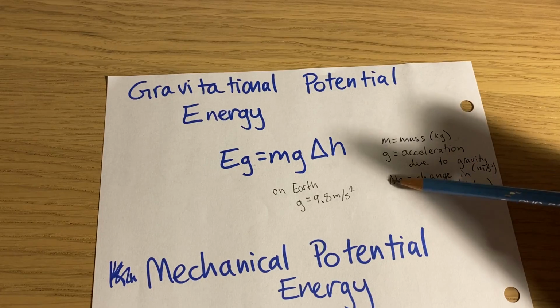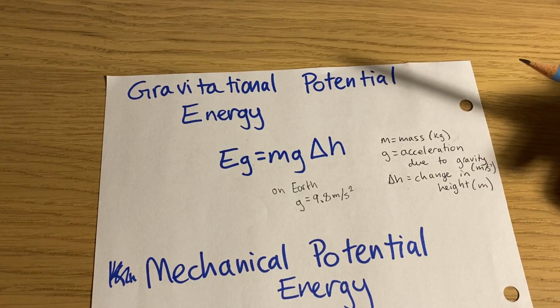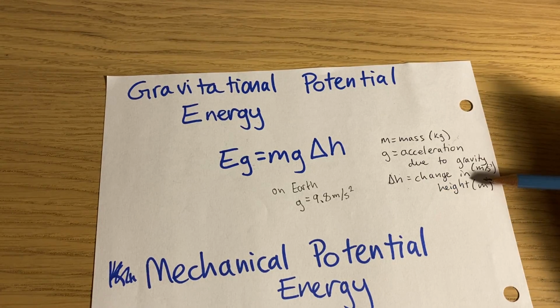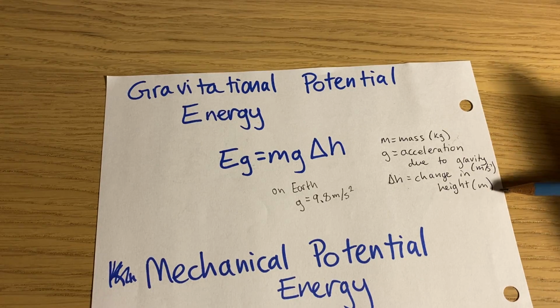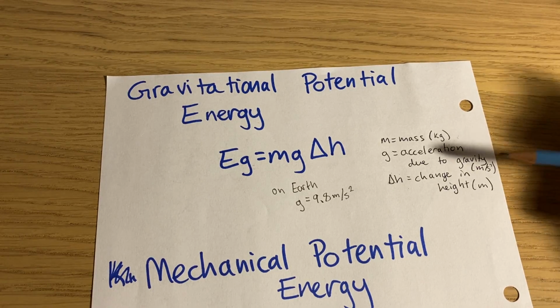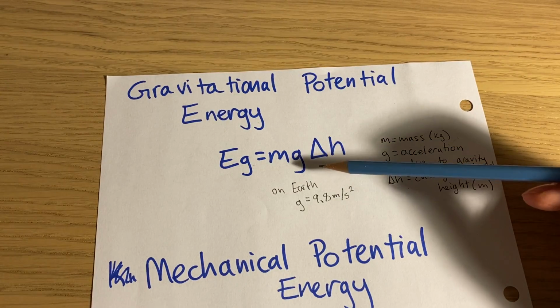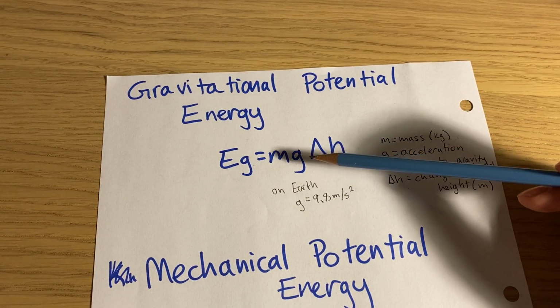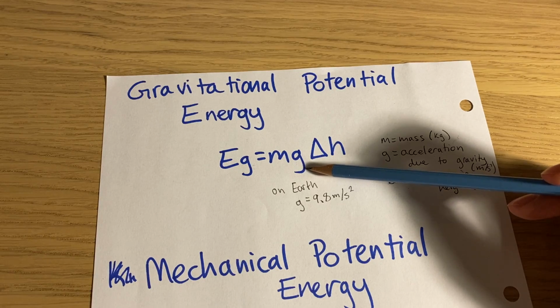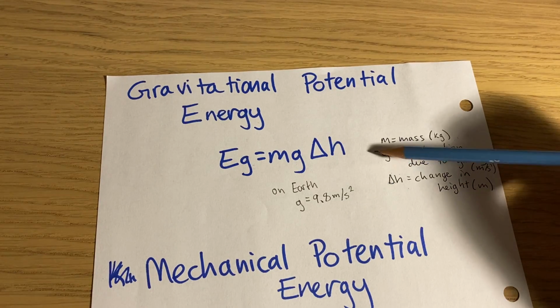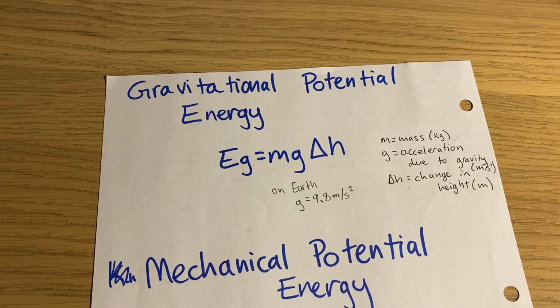And then delta h, the Greek letter delta means a change. So delta h is, in this case, a change in height, and we measure that in meters. So the energy due to gravity is the mass times the acceleration due to gravity times the change in height.